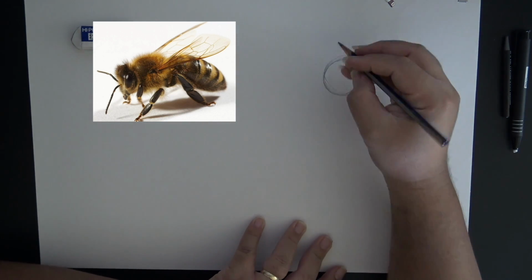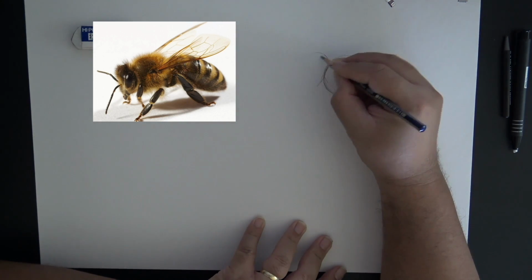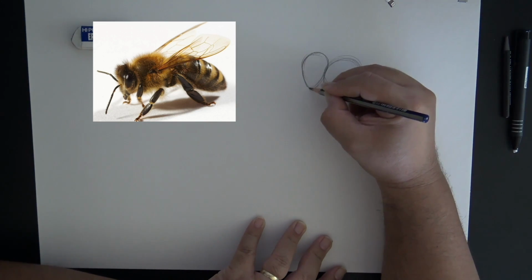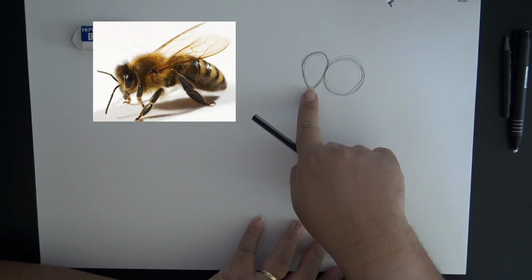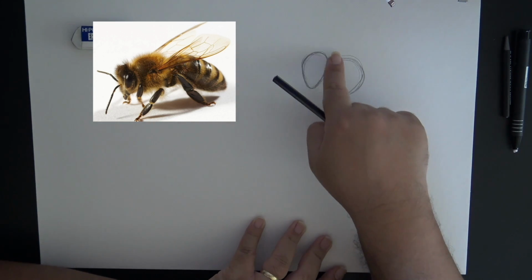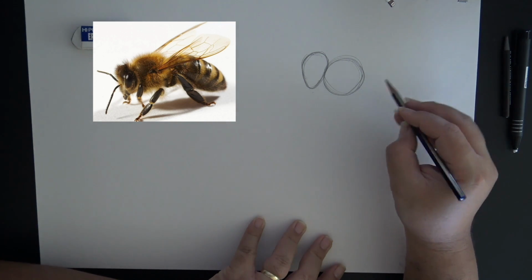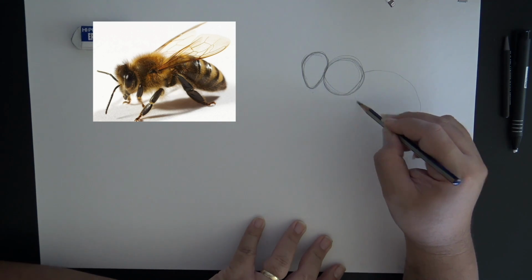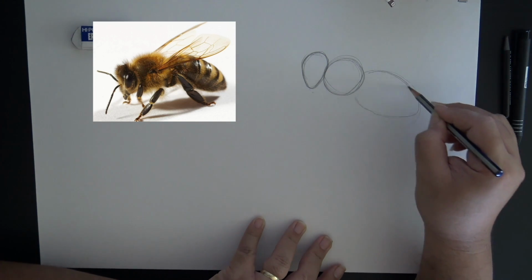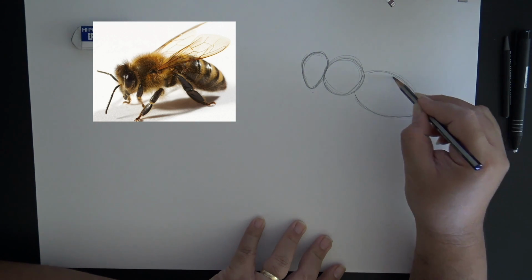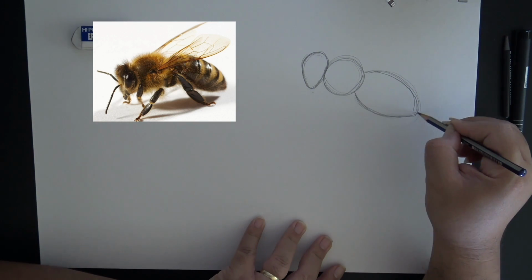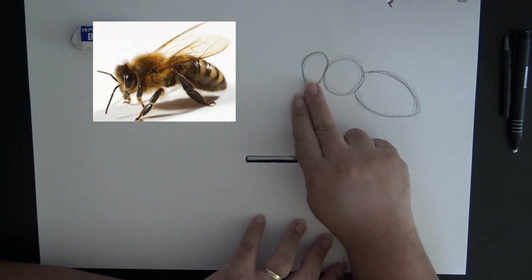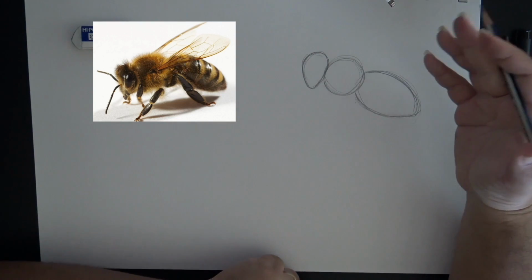So connected to the thorax, we're going to have an egg shape, and the egg is going to be upside down on the pointy part. This bottom part is the mouth, and this rounded part up here is the top of the head. And then finally we are going to have the abdomen, which is going to be a rounded, oval-like shape.